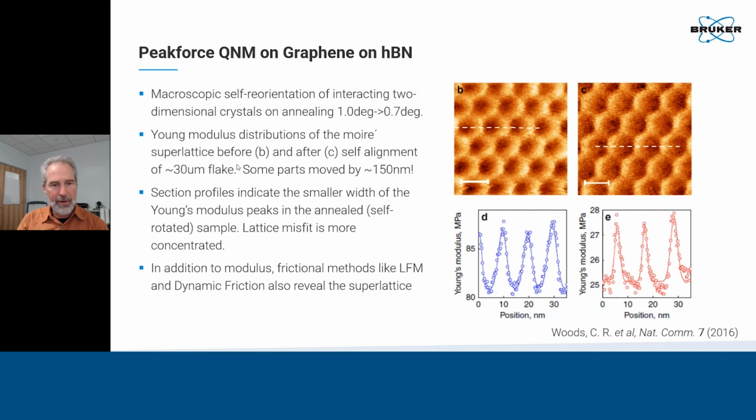And I wanted to note that, so here's one example of a mechanical property being used to detect the lattice. But as we're going to see later in this webinar, Mihir is going to mention using dynamic friction to also reveal the superlattice with even better reliability. And also LFM has also been used to see it. So mechanical properties in general are often a good way to observe these lattices.